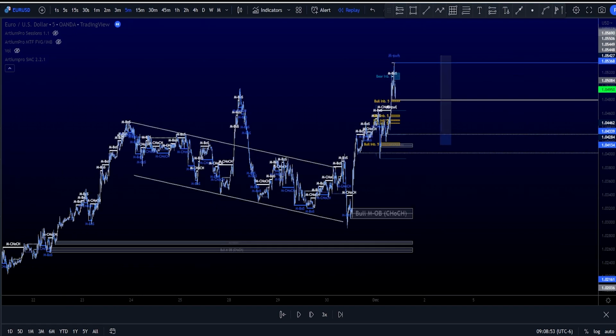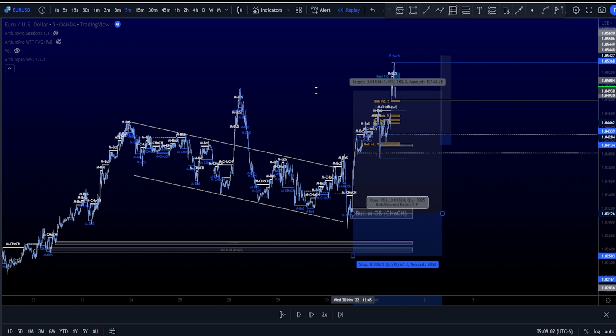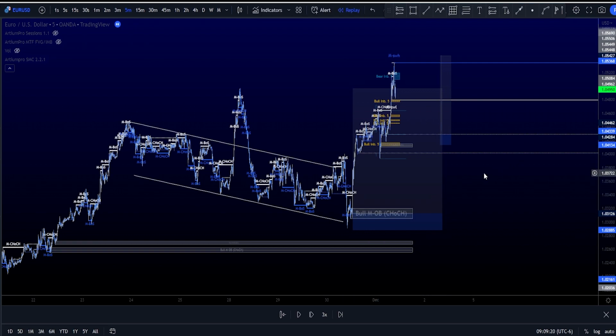Now, if we go back and start refining our entries, and we're on the 5 minute, and we're looking for these bigger movements, right here would have been a great place. We have this bull order block here that was created. We know this is our first point of interest on the 5 minute. And basically this would have been a 7.6 risk to reward ratio that you would have hit.